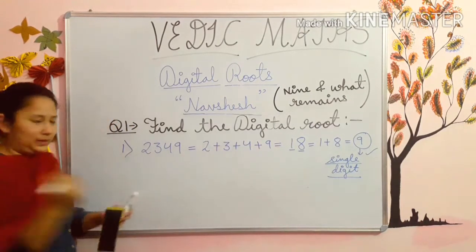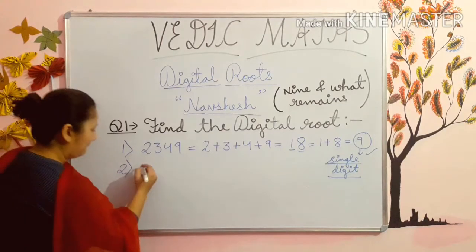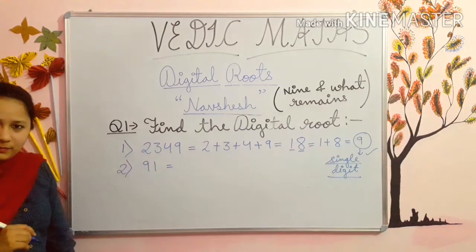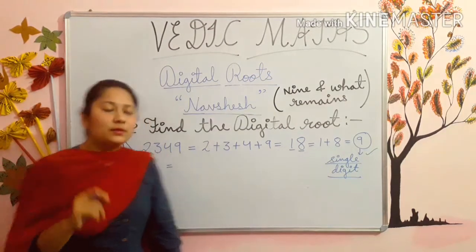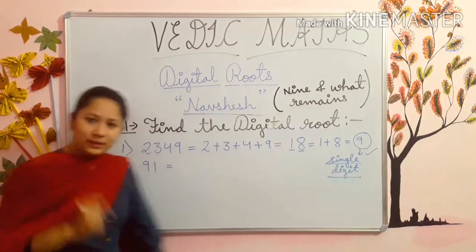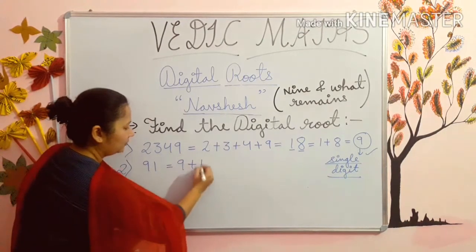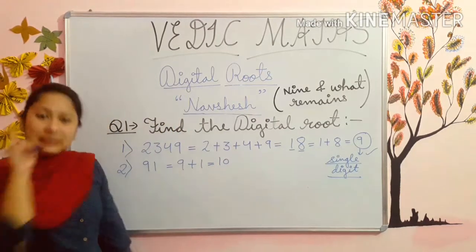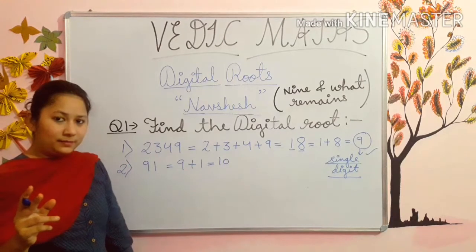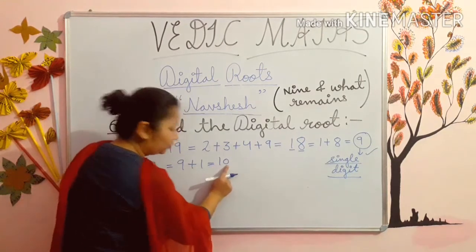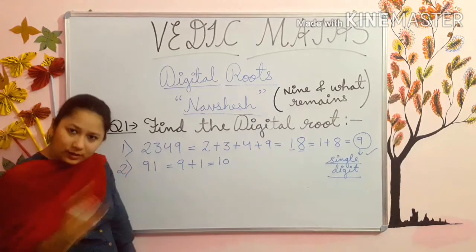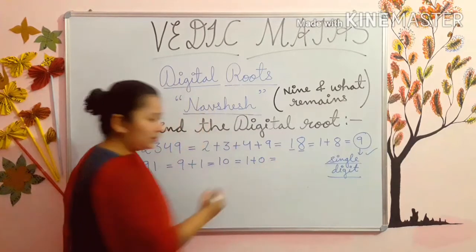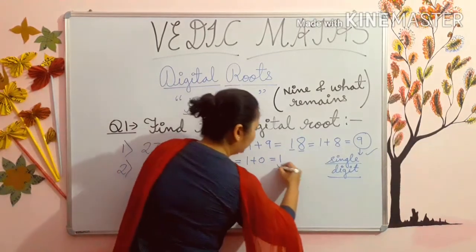Let's take some more examples. 91. Find the digital root of this number. So how will you find it? Add both the numbers, 9 plus 1. Now what is 9 plus 1? It is 10. Is this a single digit number or a double digit number? See, 1, 0, two digits are there in it. So it is not a digital root. Add them again. Now what is your answer? 1. So this is the digital root.